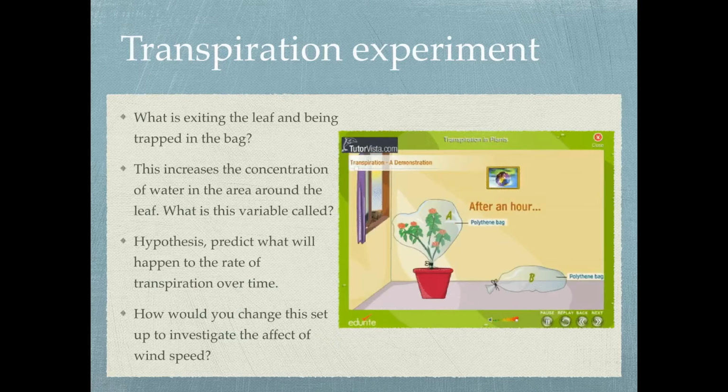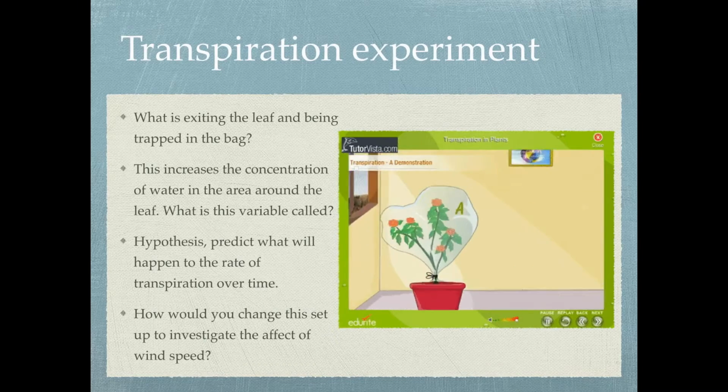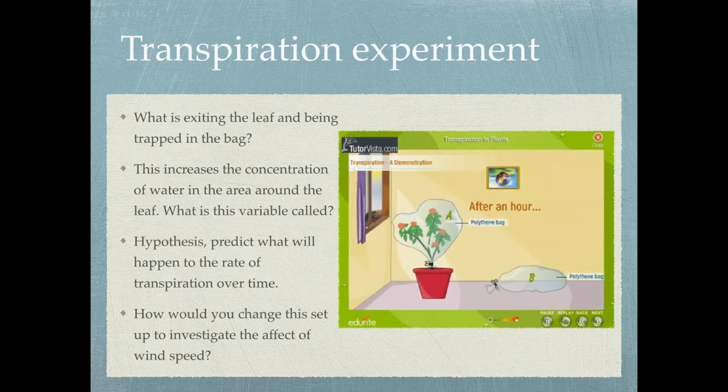Okay, so two things to take away there. One, make sure only one thing's changing. So take away the variable being changed already, which is remove the bag. Two, add a fan at different speeds.